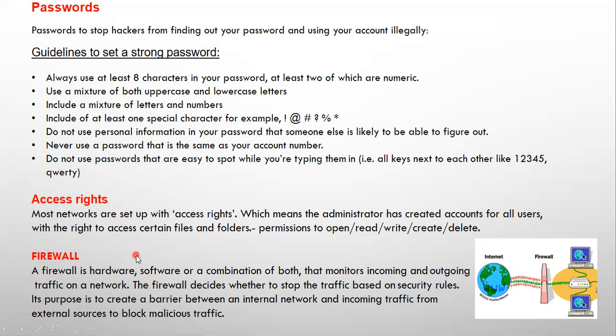Firewall. A firewall is hardware or software or a combination of both. So if you look at your internet and there's your network, you can have a firewall that will protect the network from the internet. So it can be hardware, software, or both. A firewall monitors incoming and outgoing traffic on a network. The firewall decides whether to stop the traffic based on security rules. Its purpose is to create a barrier between an internal network and incoming traffic from an external source to block malicious traffic. So your firewall will try to block malicious traffic that comes from the internet.